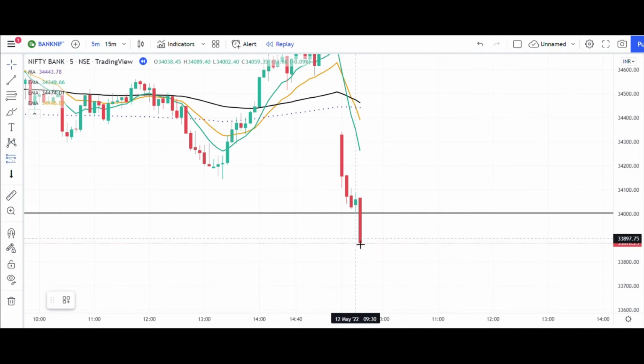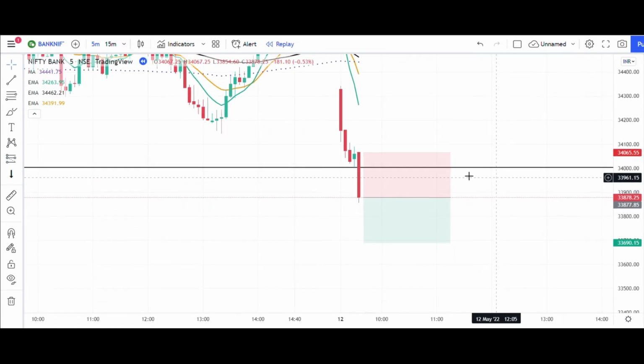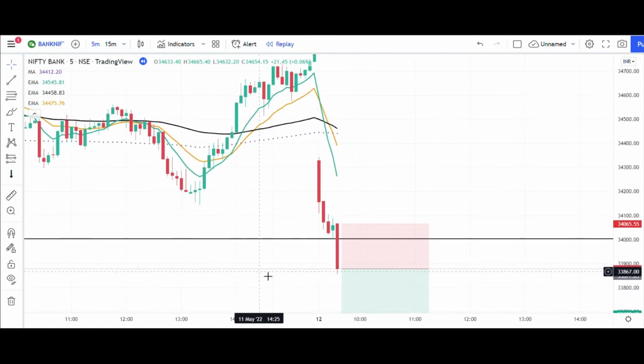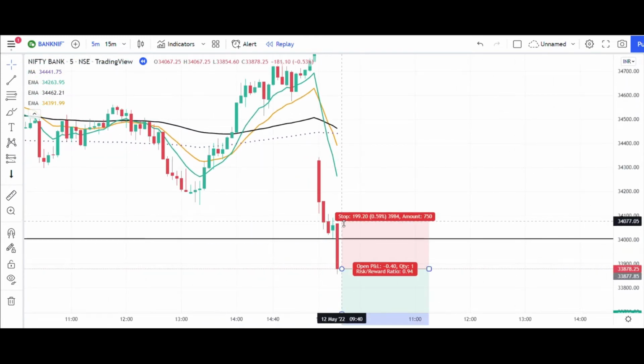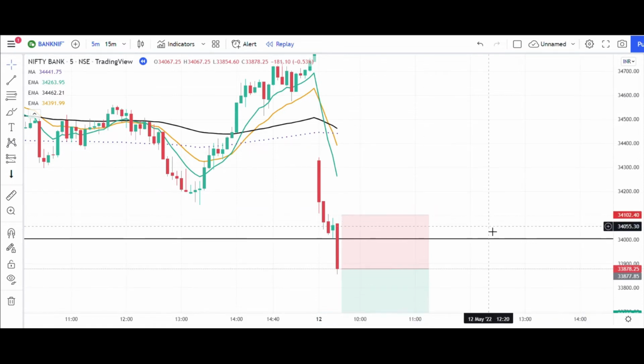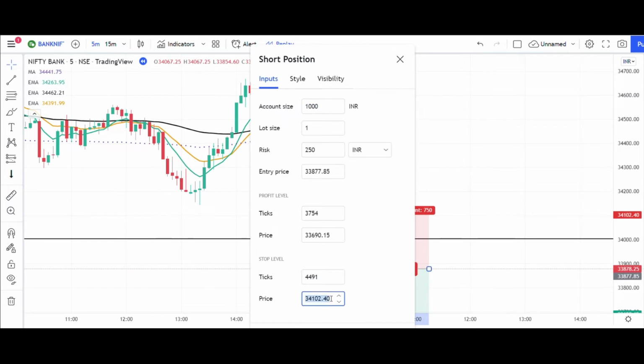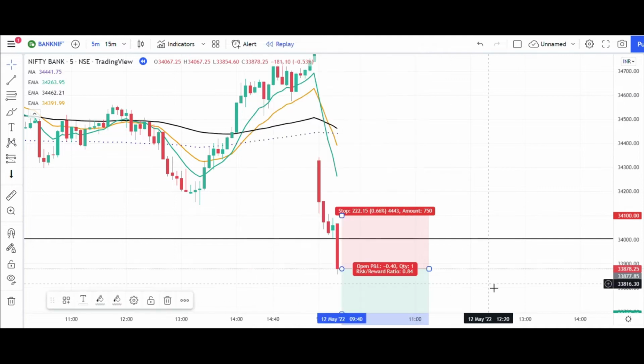So let's say we are entering. This is for the short term, so we are keeping a small quantity. For the high of the candle which gave the breakdown of this low, we'll check the high. The high of this candle is 34,067. So we will keep 40 points, or we can say 34,100 almost. I will just write it here. 34,100 is our stop loss.